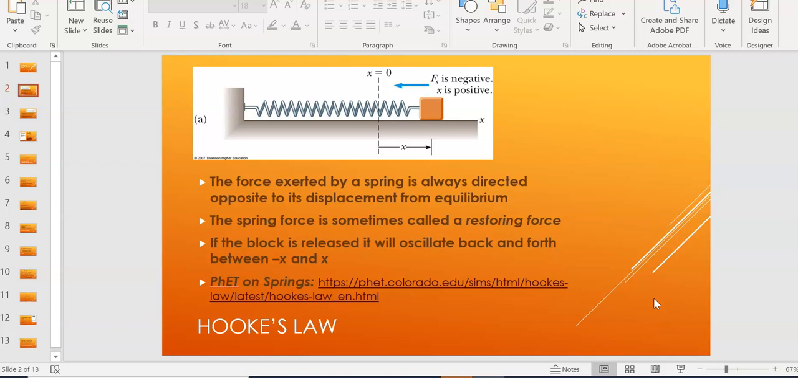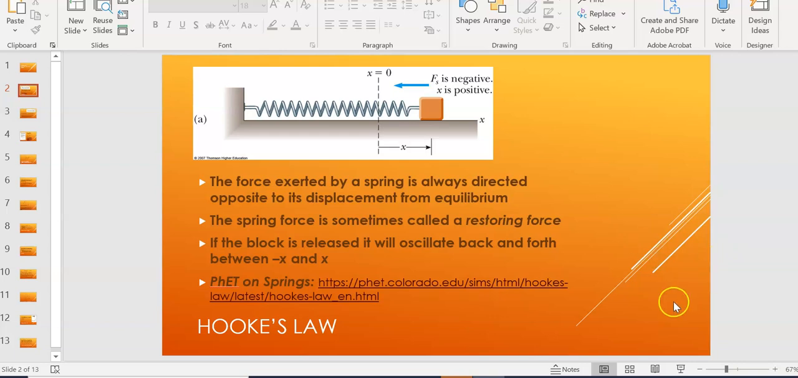If you're familiar with spring forces at all, just from personal experience, you'll know that if you stretch a spring from its equilibrium position, if you give it a tug, for example, then it'll want to go back to that equilibrium position. And if you instead compress the spring, then it'll try and push back out to the equilibrium position. So it's always trying to restore itself to its unstretched or uncompressed position. That's why the spring force is sometimes called a restoring force.